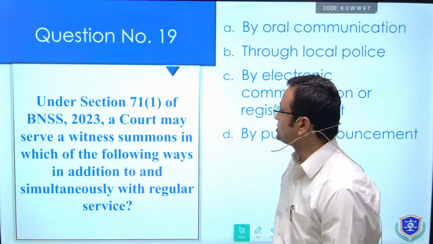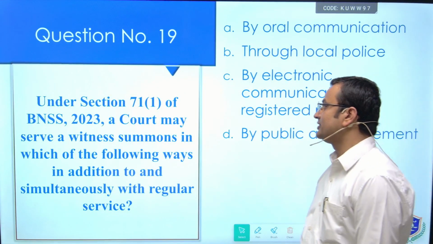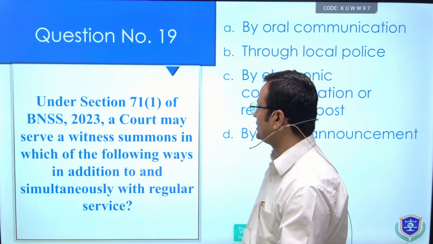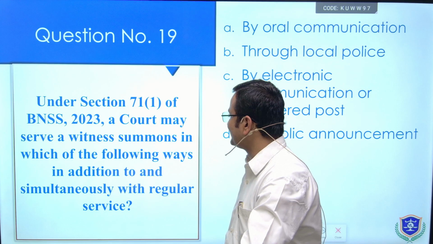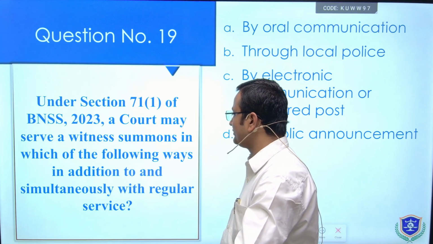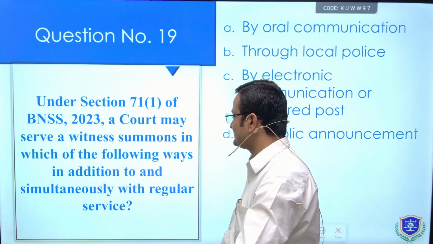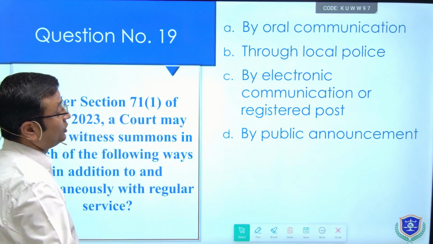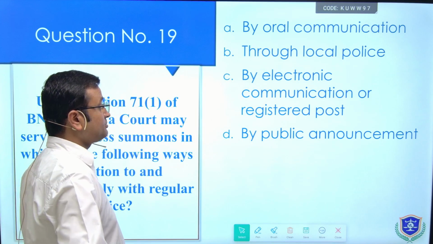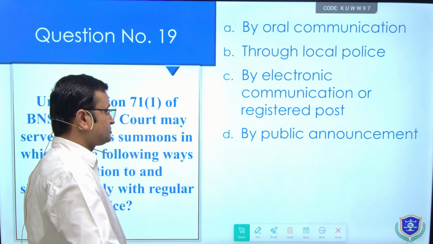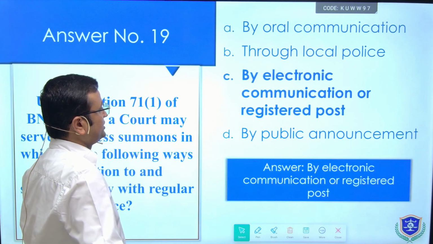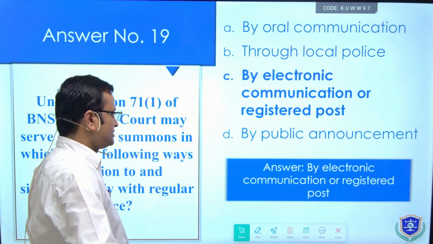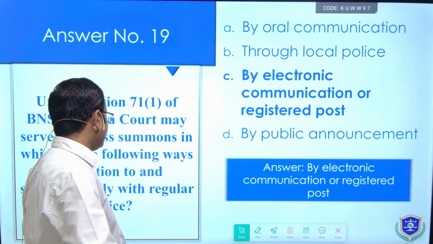Now see the next question, that is question number 19. Under section 71 subclause 1 of BNSS 2023, a court may serve a witness summons in which of the following ways in addition to and simultaneously with regular service? See the options: by oral communication, through local police station, by electronic communication or registered post, by public announcement. Now the answer is C, that is electronic communication or registered post, along with the summons.